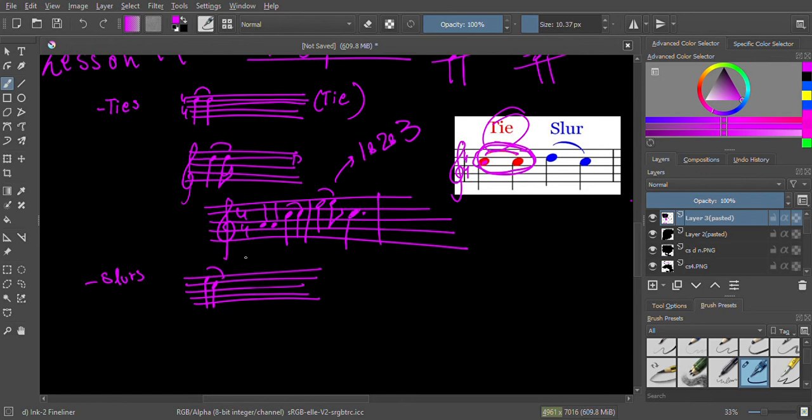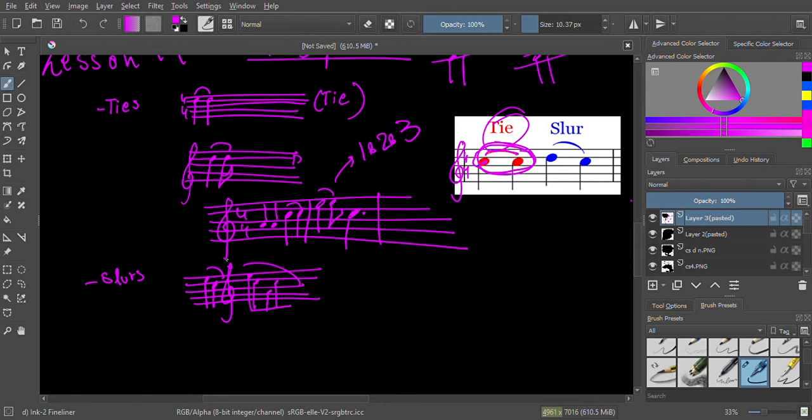You can have a slur on multiple notes. For example, I can have a slur on all of these. What that means is that I'm playing all these notes, imagine this is a treble clef, without any gaps in between them. So it sounds like this. Without the slur, it would sound like this. With slur, it sounds like this. So there's no gap in between the notes.